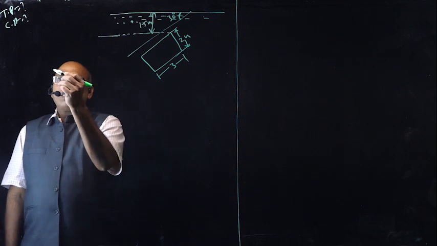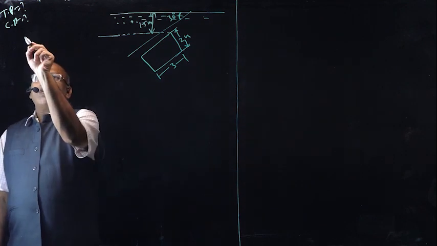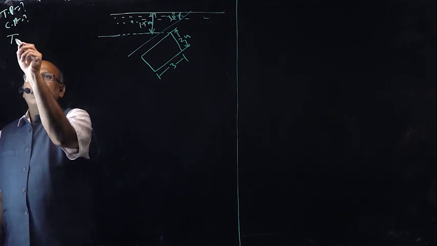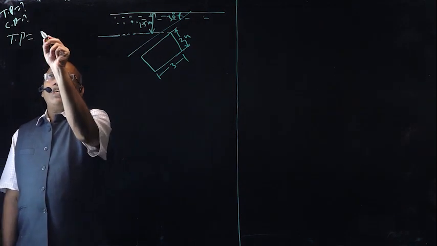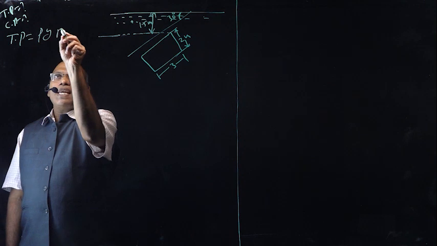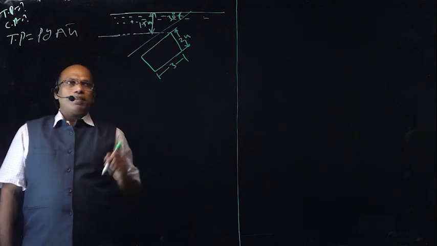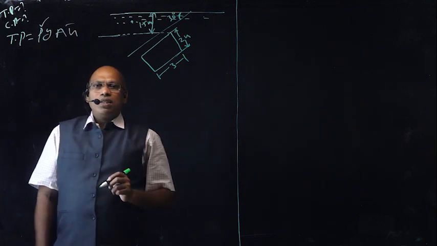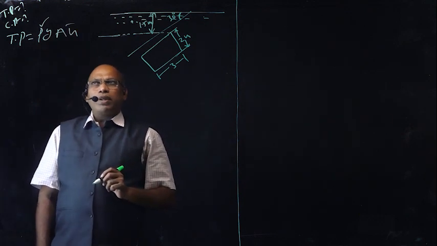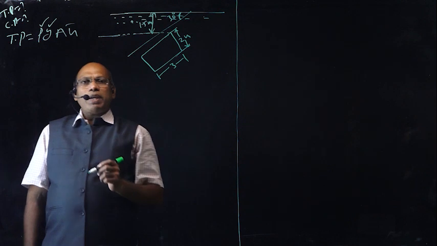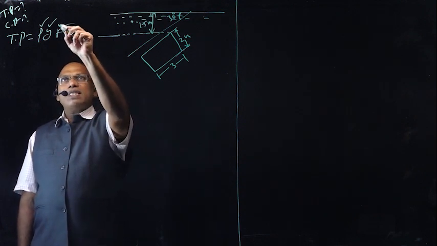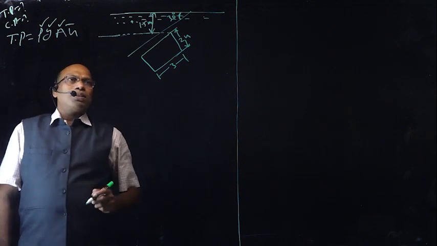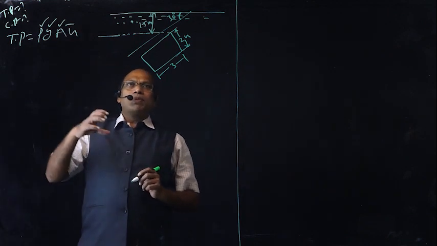We know the total pressure formula: P is equal to rho g A h bar. Rho equal to, because this is water, 1000 kg per meter cube. G equal to 9.81. A is the area, that is 2 into 3. h bar. First we are going to determine the h bar.